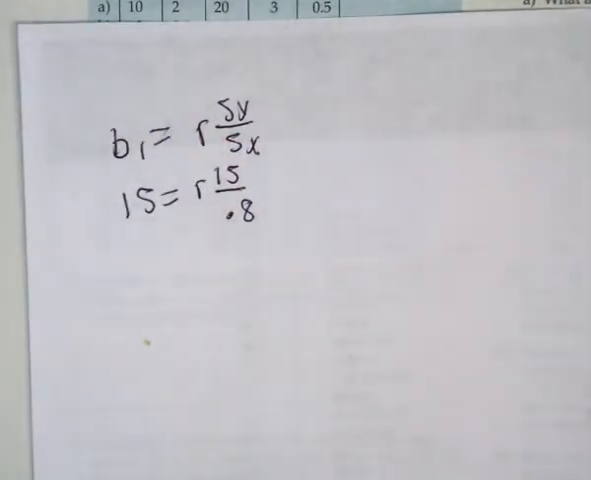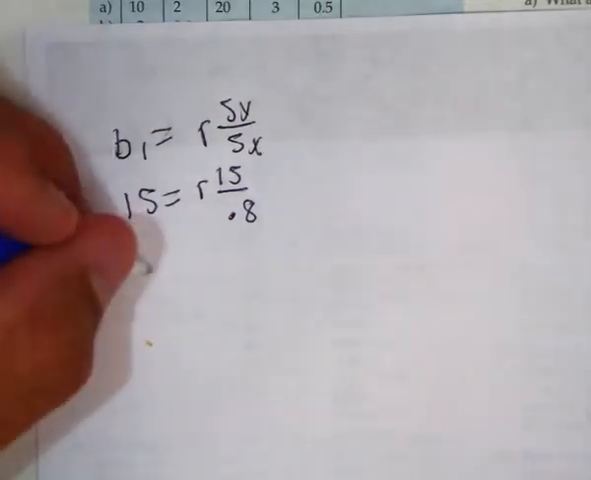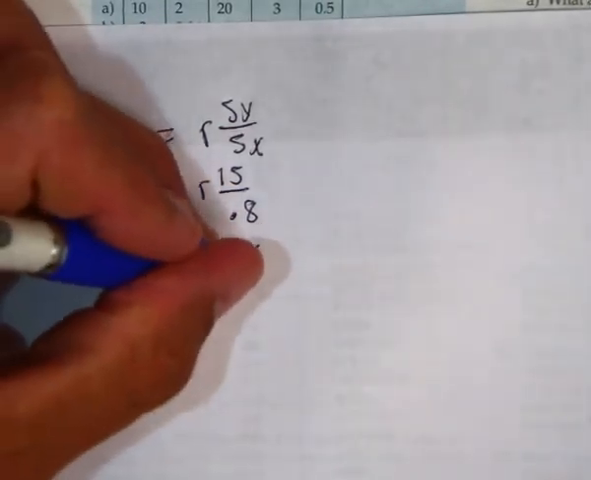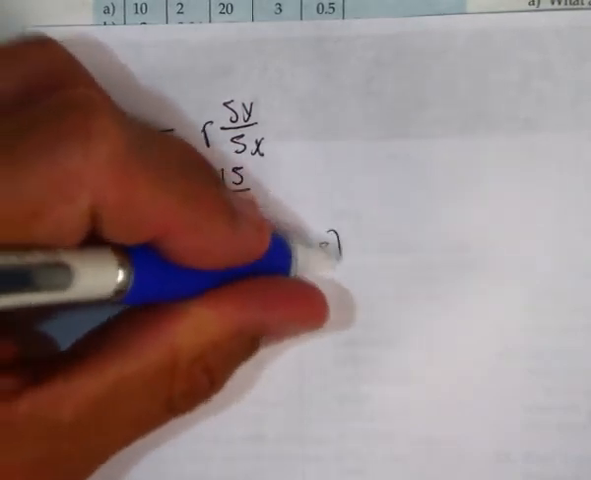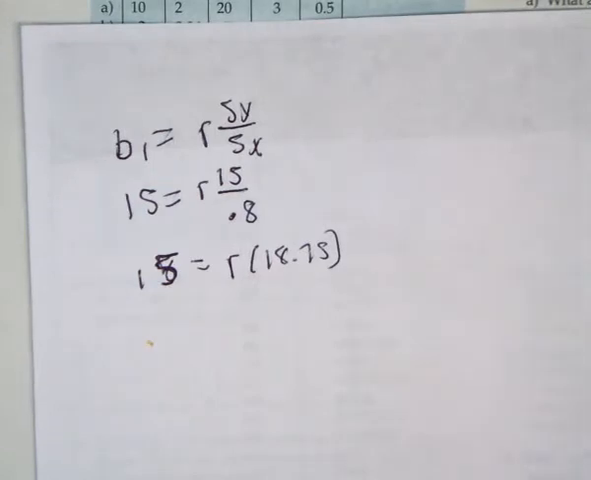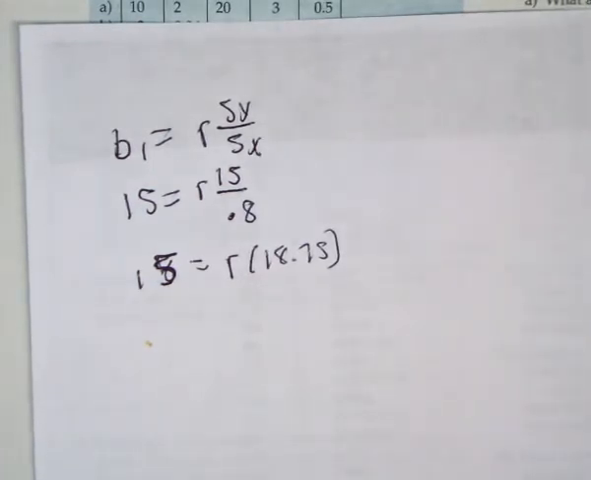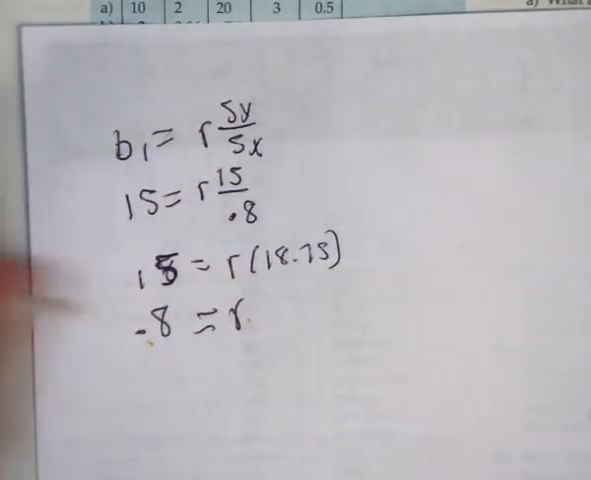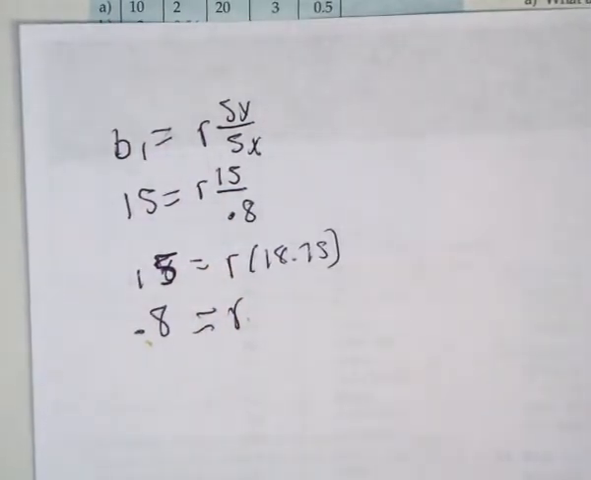So if we do 15 divided by 0.8, we get 18.75. And if we divide, this is 15. If we divide 15 by 18.75, we get 0.8. Okay, so we figured out what r is.